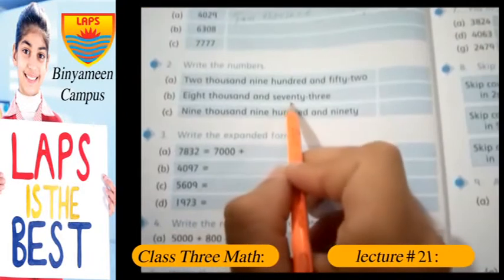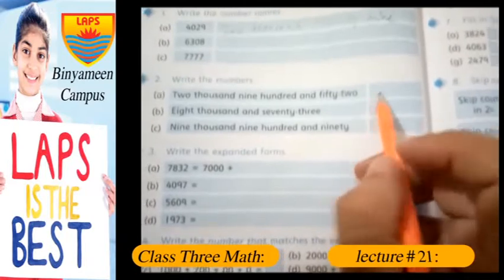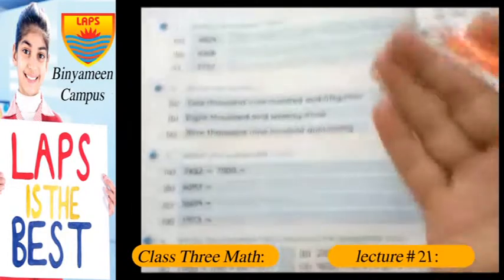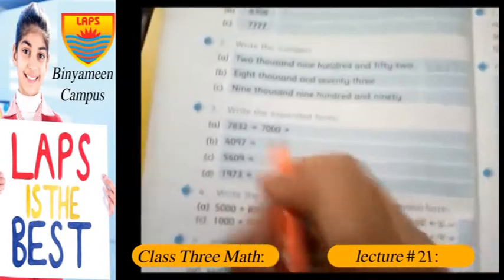And for the next one, write the number. We have to write the number here: 2952. The rest of them are for your homework.